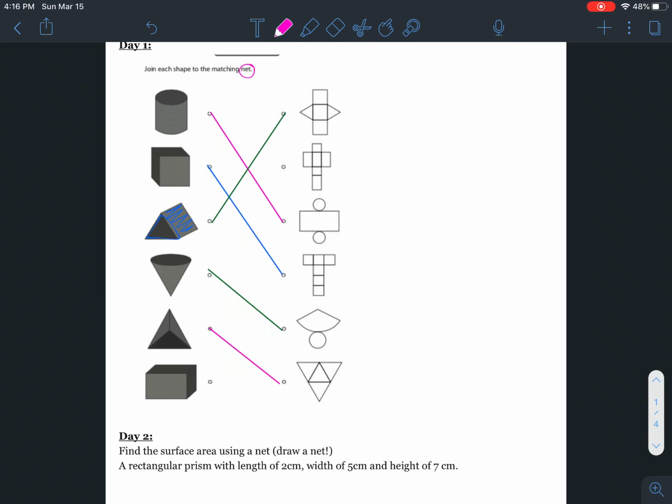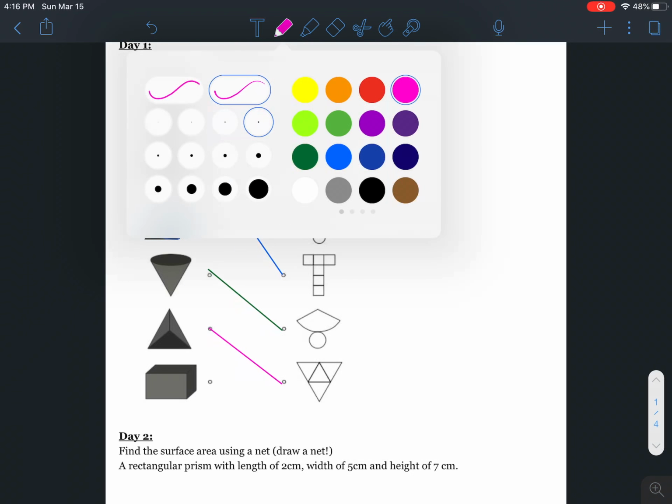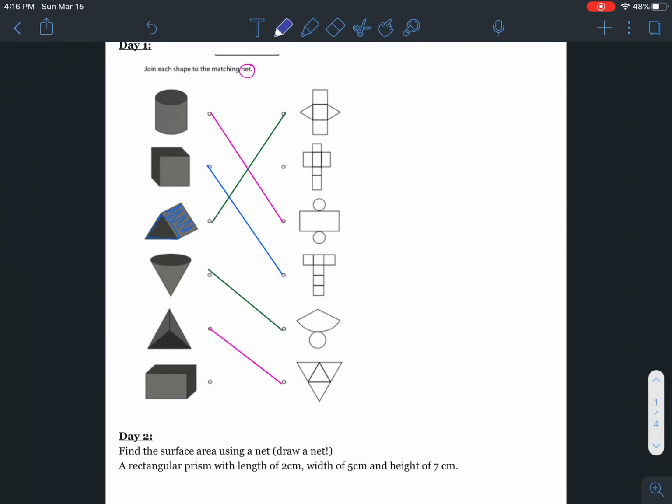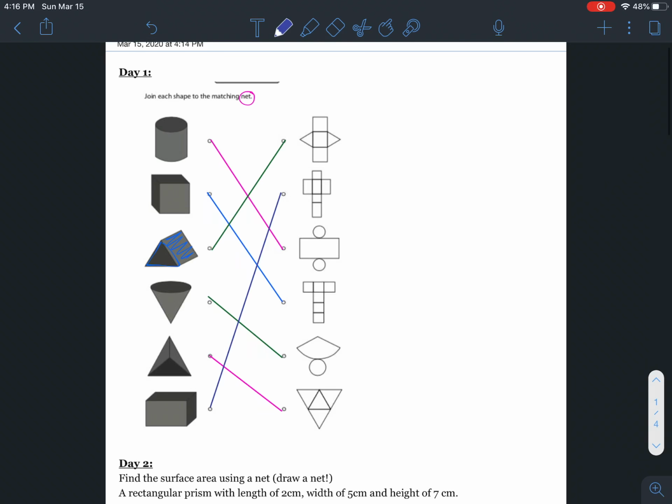Next one is a pyramid. So all of its sides are triangles. And then the last one is the rectangular prism. That's it for day 1.